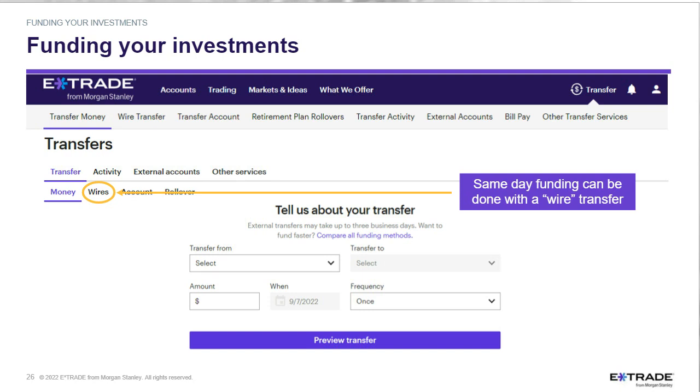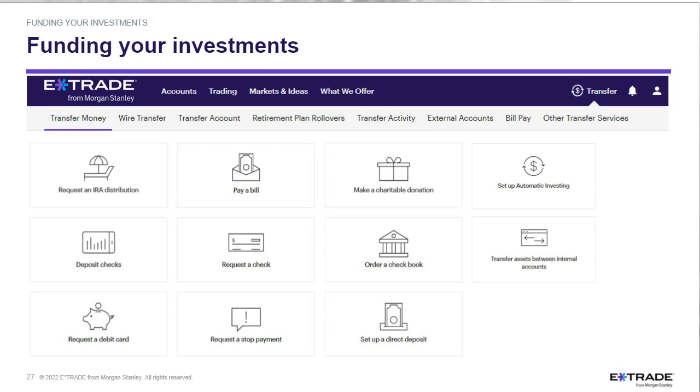The other thing I want to make sure you explore a little bit on this page is the Other Services tab, because there's a whole slew of banking functions and cash management functions that you can utilize for your E-Trade accounts. With bill pay, you can have a checkbook. You can get a debit card, make charitable contributions, make your IRA contribution, make a distribution, all of those things. But two of these I want to draw a little attention to.